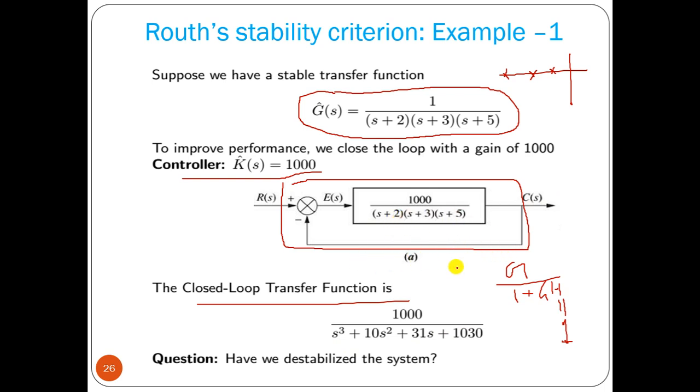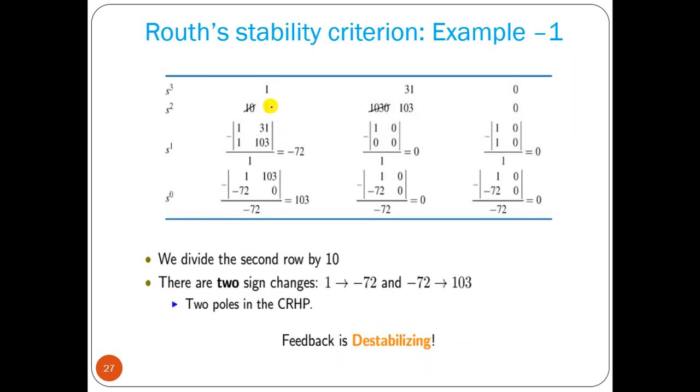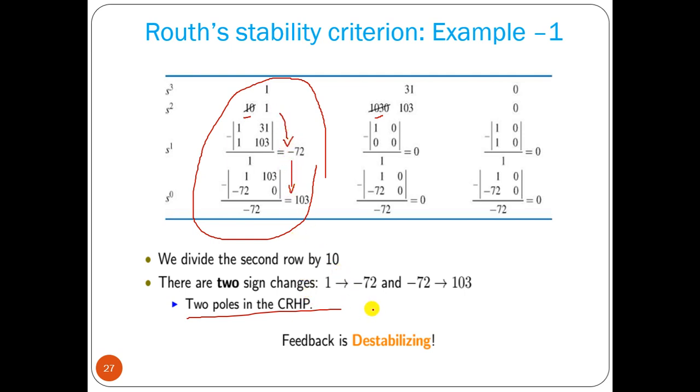So you can multiply and you can find out that it will be 30 plus with. So this is the factor. Now what happens? This is the value: 1, 10, 31, 1030. If you solve it, then if you look into this particular column, what we can see is that two poles are on the right half plane, because we have two sign changes, plus to minus, minus to plus.